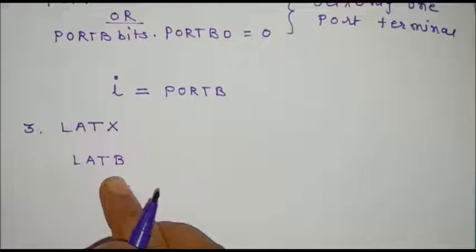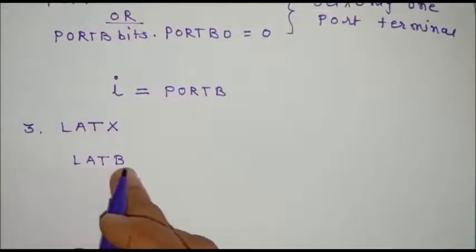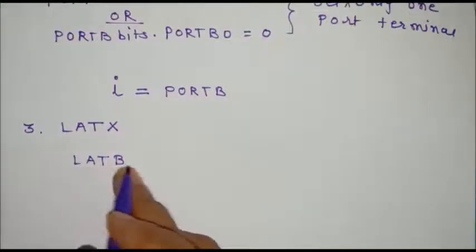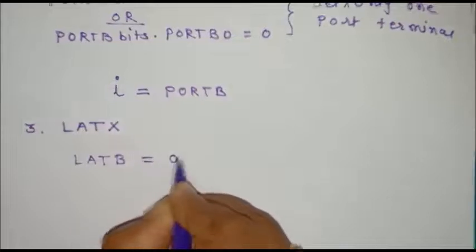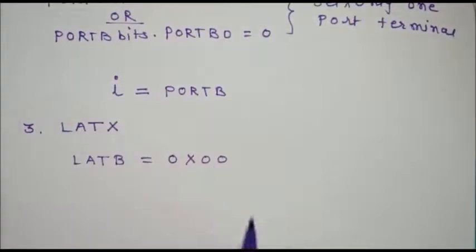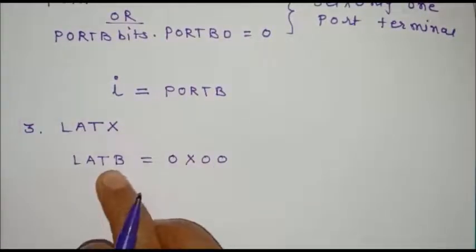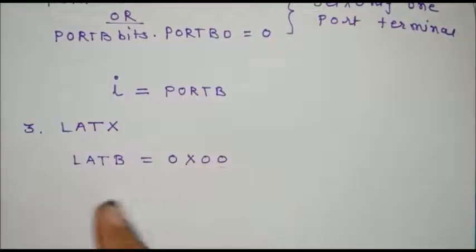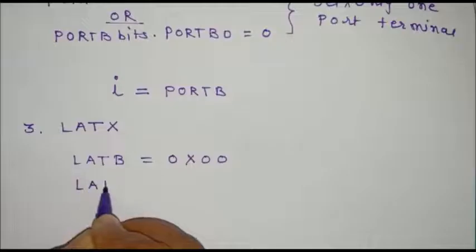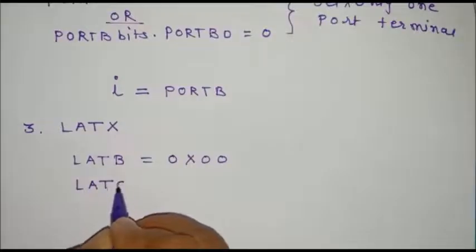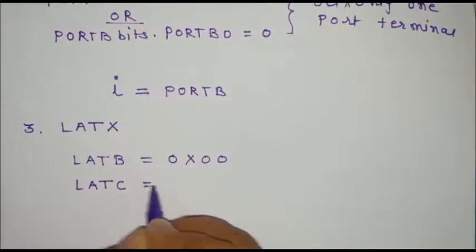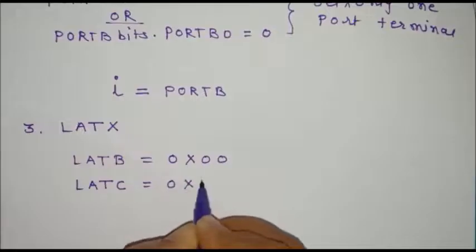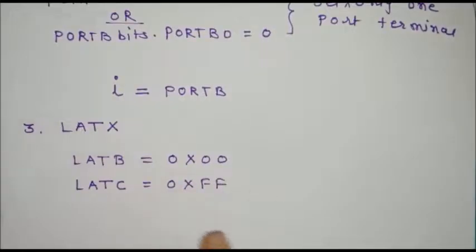To write data at port B, the same type of instruction we can use. LATB is equal to, suppose, 0x00. So the whole port B register will be written with value 0. Same for other ports, suppose port C, if I want to write logic 1 at each port terminal, then I will initialize this register with value FFH.